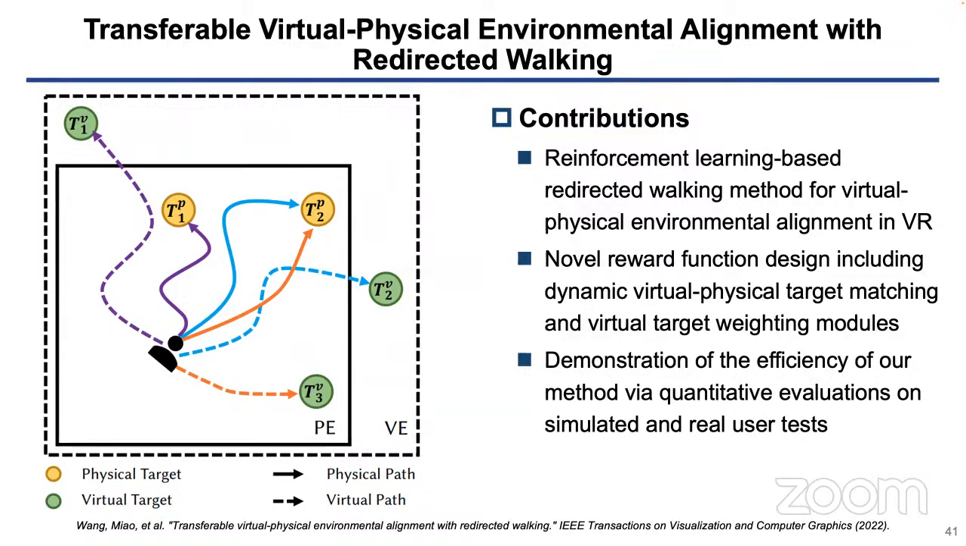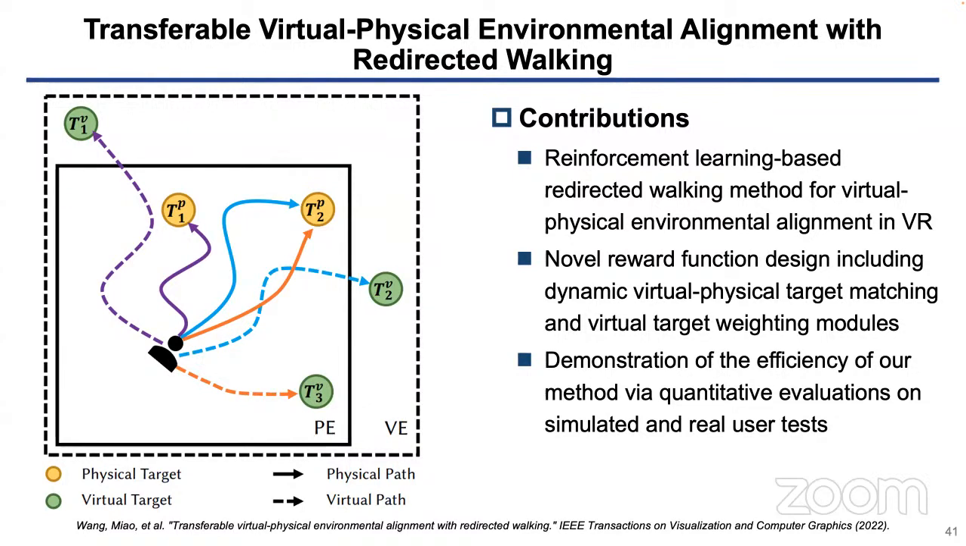We have proposed a reinforcement learning based approach to train the method for the alignment. We have proposed a novel reward function design, including dynamic virtual-physical target matching and virtual target weighting modules. And we have demonstrated this method using simulation and user studies.